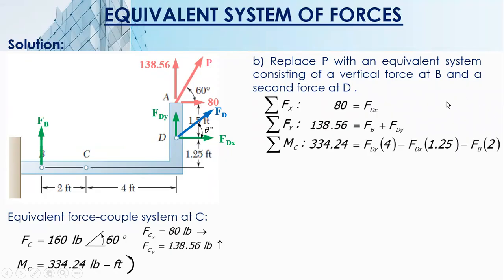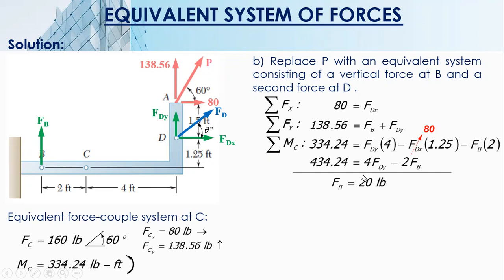Okay. So we have 3 equations with 3 unknowns. But we already know the value of FDX. That's 80. So you transpose it to the left side, and it becomes positive, because it was negative. 334.24 plus 80 times 1.25 equals this one. So instead of 3 equations with 3 unknowns, we have 2 equations with 2 unknowns: summation of force in y and summation of moment. You can use your calculator if it is capable of solving this. If not, use the method of elimination.